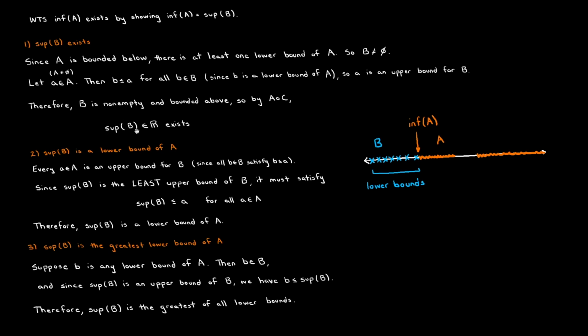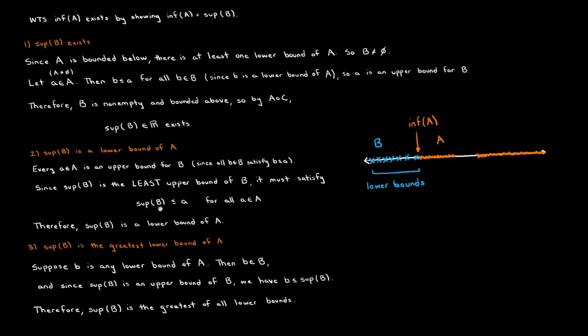Now we can show that this number is indeed the infimum of A, and to do that, we need to show two conditions. The first condition is that this number acts as a lower bound of A. To show this, let's begin from the perspective of B. As we've discussed, all the a's act as upper bounds for B. And since the supremum of B is the least upper bound, it must be less than or equal to any other upper bound. In particular, it must be less than or equal to all the a's.